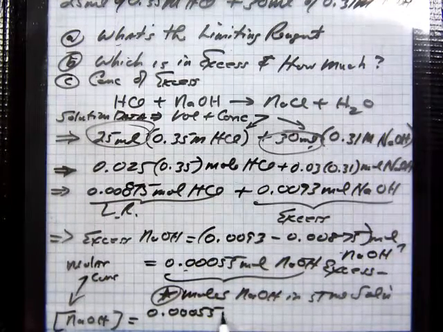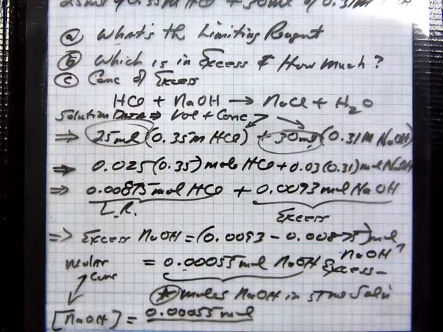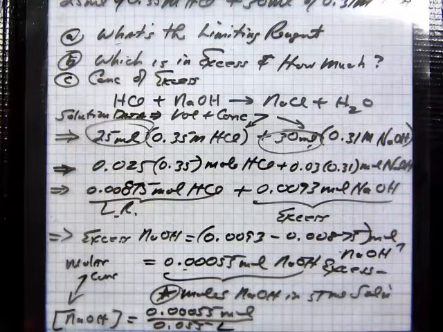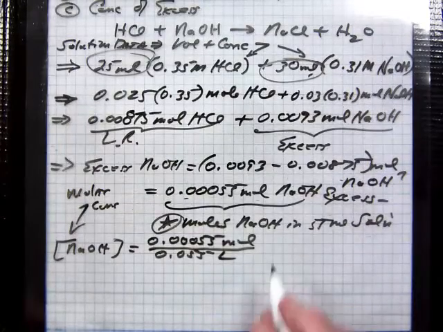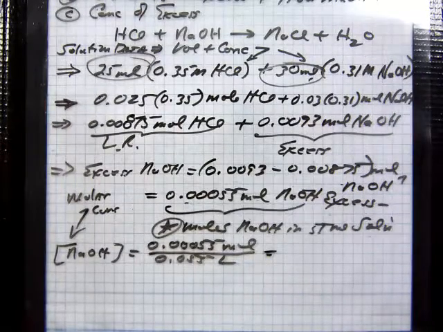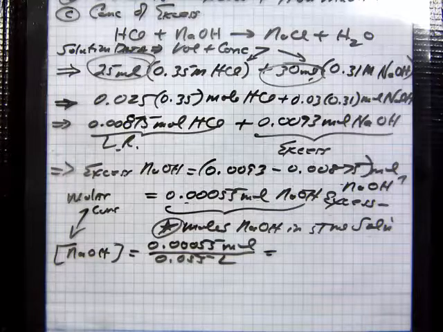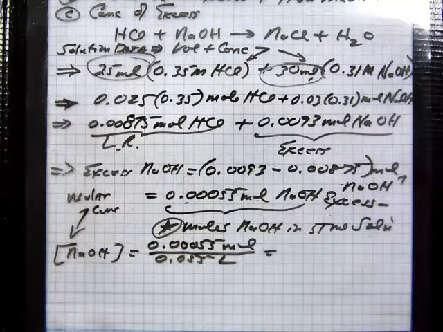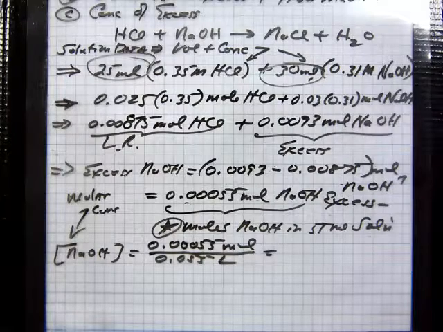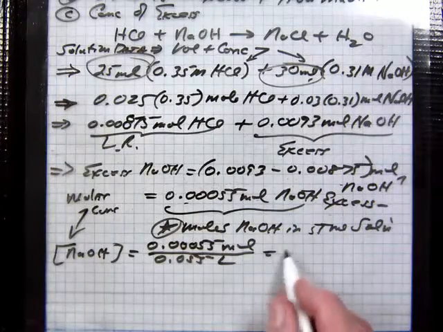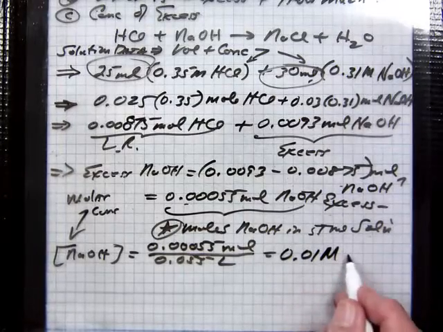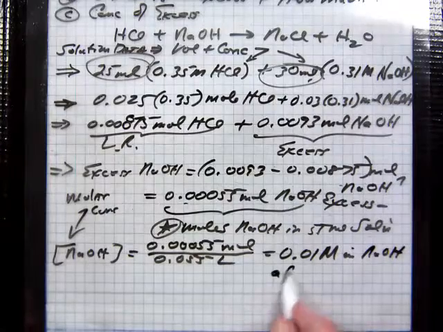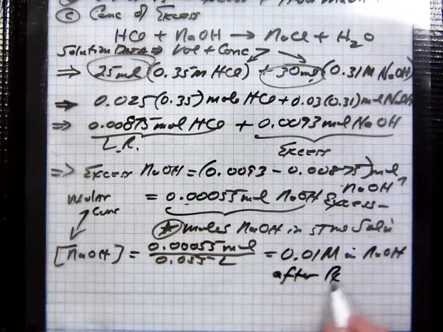So I know I have 0.00055 mole in 0.055 liters. That's mole per liter, and when I normalize it, so the denominator goes to 1, I'll have the concentration in moles per liter. That's 0.01 molar in sodium hydroxide after the reaction stops.